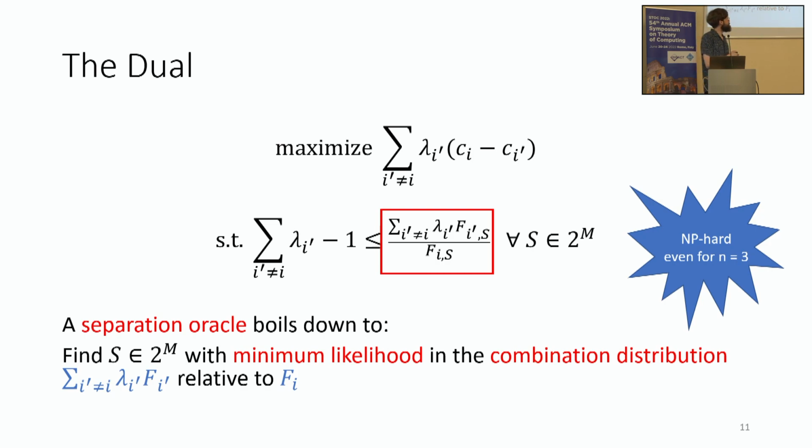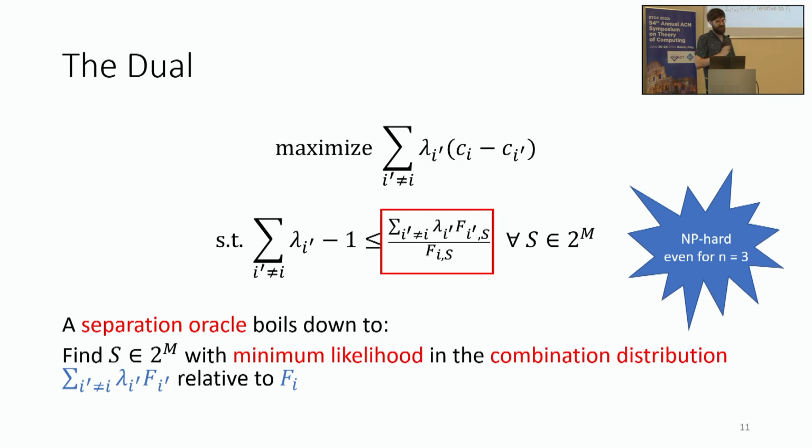And since this has to hold for all S, you could basically just find the minimum here to see if there's a violated constraint. So that's the separation oracle. And now I think this is where this computational approach for the first time really highlights structure. So what are we doing here? We are trying to find something that's related to the minimum likelihood. So we try to find a set S that in this mixture distribution is comparably more likely than in the original distribution. So it's a good predictor in some sense. Okay, so that I found interesting.